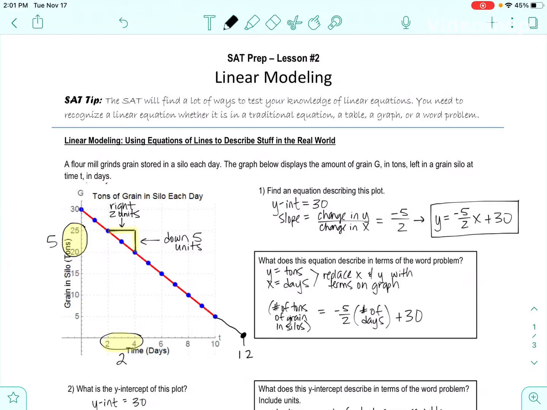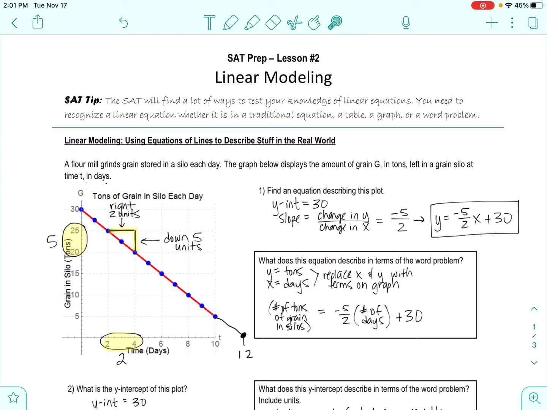All right, hi guys. We are on lesson number 2 of SAT Prep Linear Modeling. So the SAT tip for the day is that the SAT is going to ask you so many things about linearity. You have to be able to recognize linear equations in the form of an equation, a table, a graph, or a word problem. So I just have more problems that we're going to discuss here about linearity.